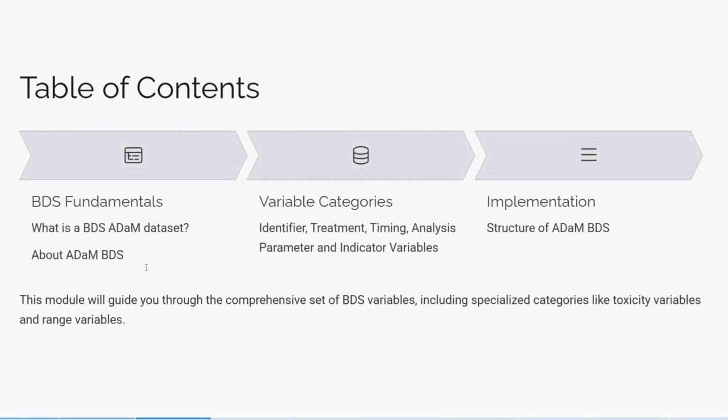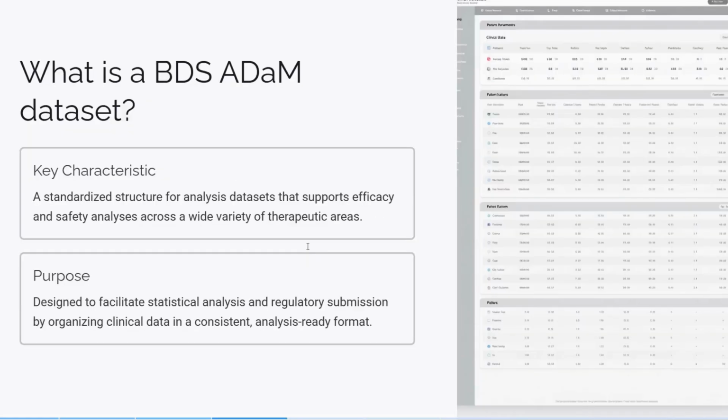So, the table of contents. Here we'll explain the BDS fundamentals: what is the BDS ADaM dataset, and we'll go through the ADaM BDS. We will also look into the variable categories: identifier, treatment and timing, analysis parameters, and indicator variables, and also the implementation of the structure of the ADaM BDS. This module will guide you through a comprehensive set of BDS variables, including specialized categories like toxicity variables and range variables. So what is the BDS ADaM dataset?